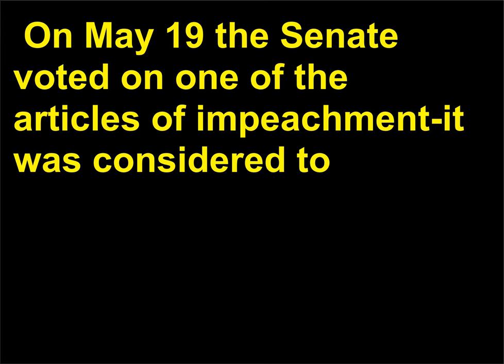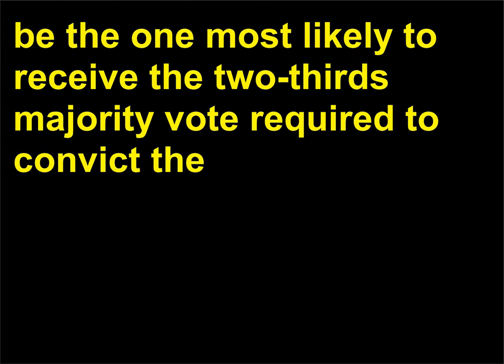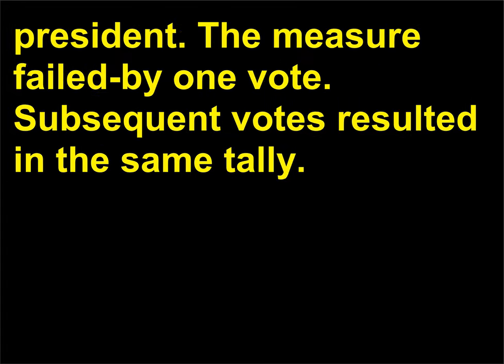On May 19, the Senate voted on one of the articles of impeachment. It was considered to be the one most likely to receive the two-thirds majority vote required to convict the president. The measure failed by one vote. Subsequent votes resulted in the same tally.